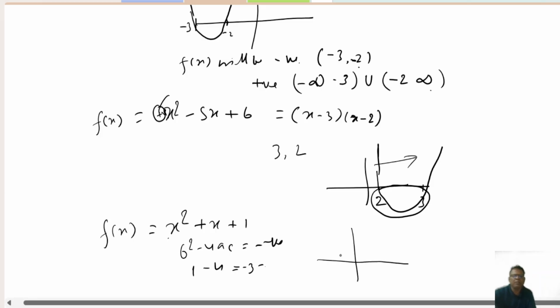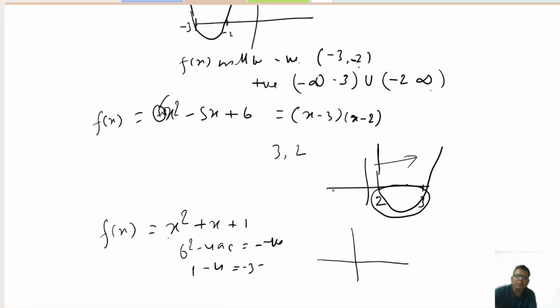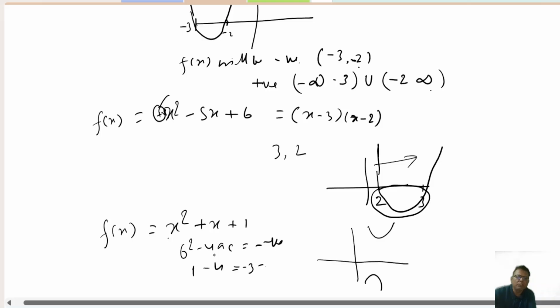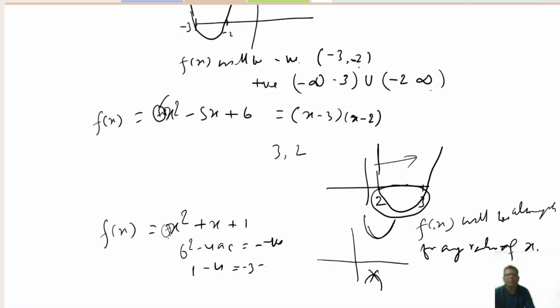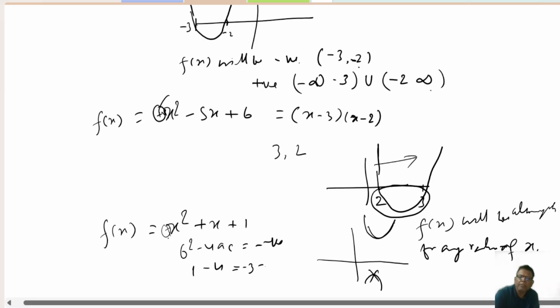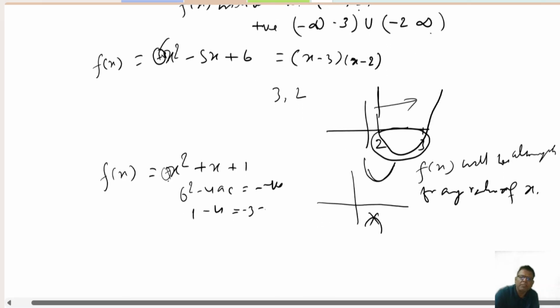So what will be in the graph? The graph will be either upward like this or this. Since the coefficient is positive, it will be this one. That means f(x) will be always positive for any value of x. So from this information, we can know the maximum and minimum value also of f(x).